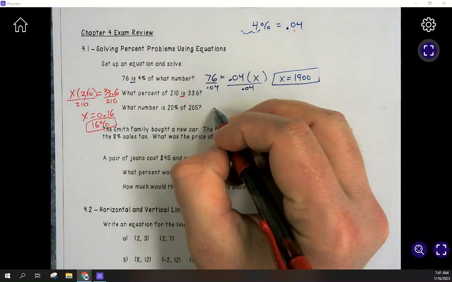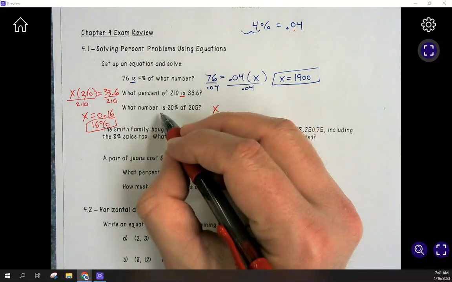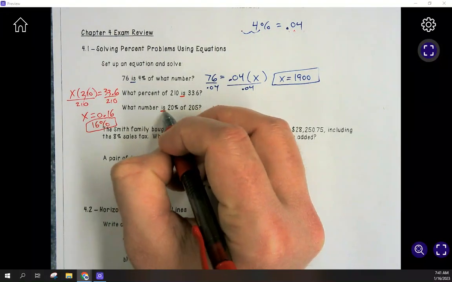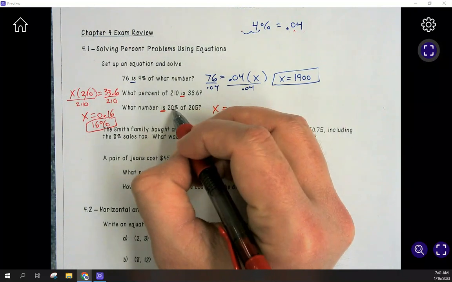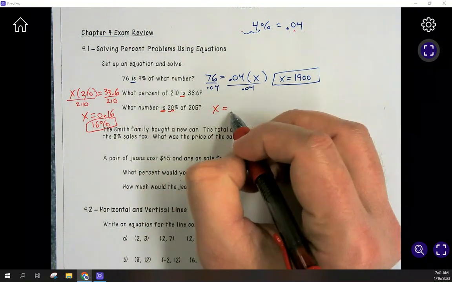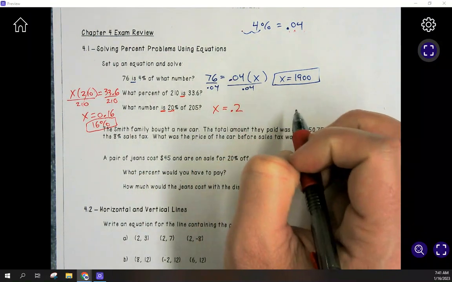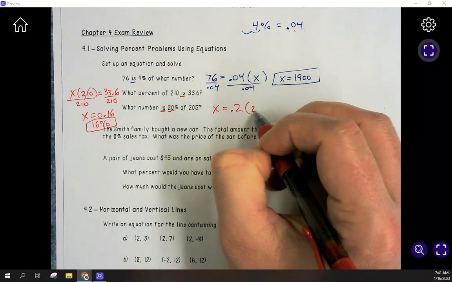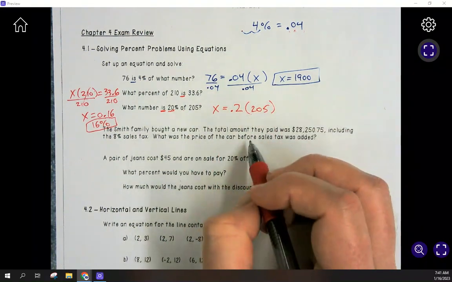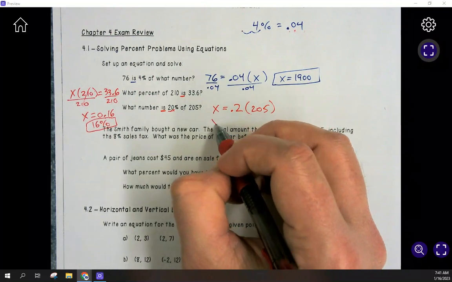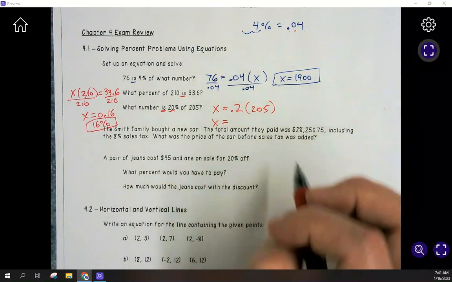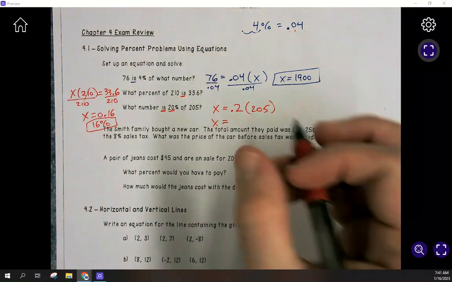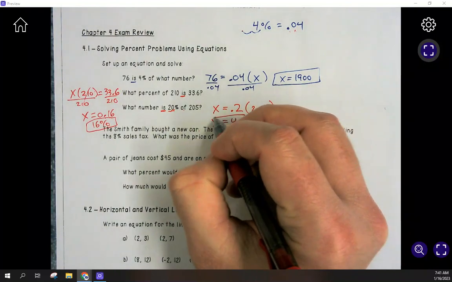All right, what number, that's x, is your equals 20%. Decimal's always here at the end. You move it 2 spots to the left. That's 0.2. Of is times 205. This is an easy one. You just go ahead and you multiply. So 0.2 times 205 is 41.